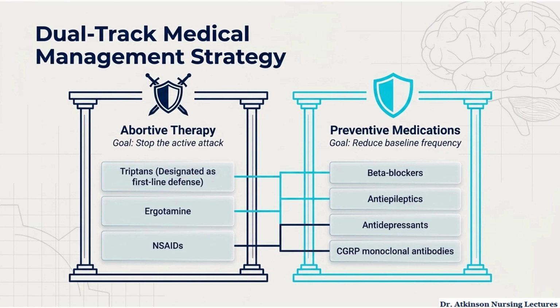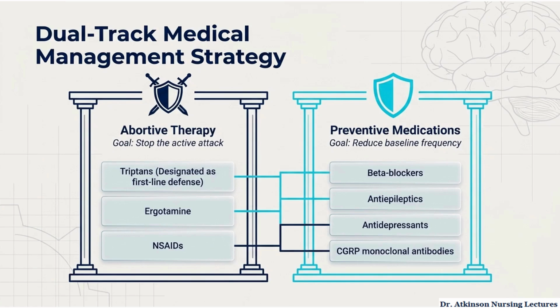Ergotamine is another option, although it's used less commonly today because triptans tend to have a better safety and side effect profile. NSAIDs can also be very effective, especially for mild to moderate migraines, and many patients will use them early in the attack process. Now, preventive medications are different. These are used to reduce the frequency and severity of migraines over time, especially in patients with frequent or disabling headaches. Beta blockers are commonly used, even though they were originally cardiac medications.